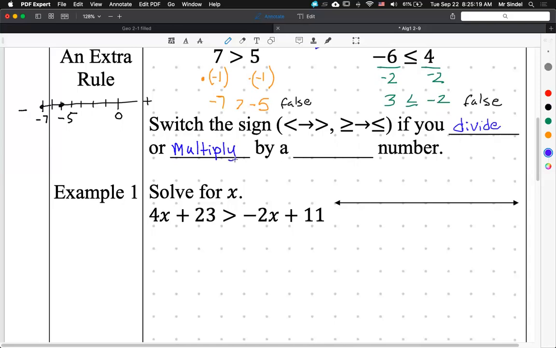Okay, so whenever you're dividing or multiplying, you need to have that spider sense going off in your head, like, ooh, I need to be careful. Because if I multiply or divide by a certain type of number, then I need to remember to switch the sign. And what type of number do I need to be careful of? Alden? A negative number. Exactly, a negative number. This just needs to be burned into our brain right now. You're going to need to switch the direction of the sign if you ever multiply or divide by a negative number.